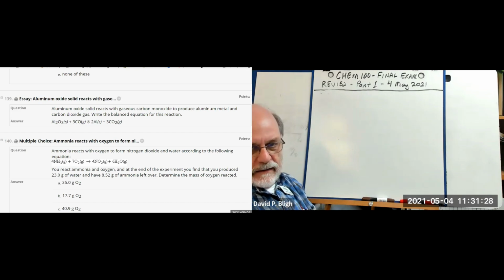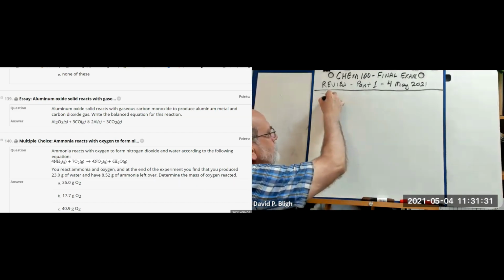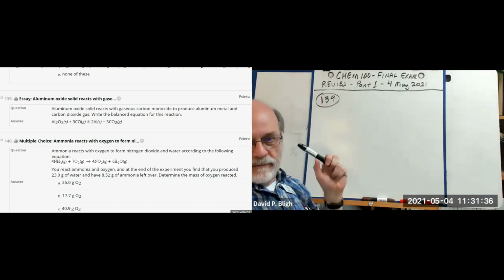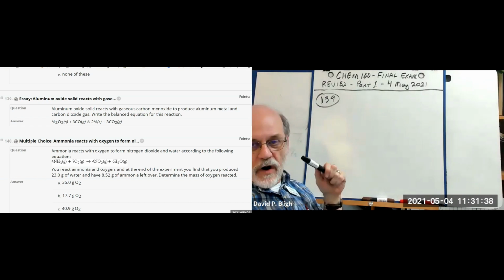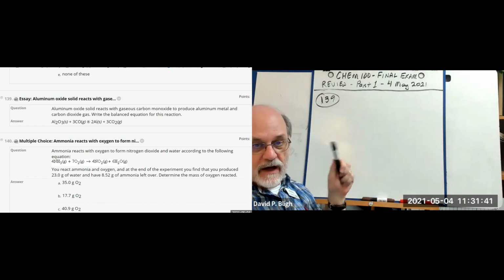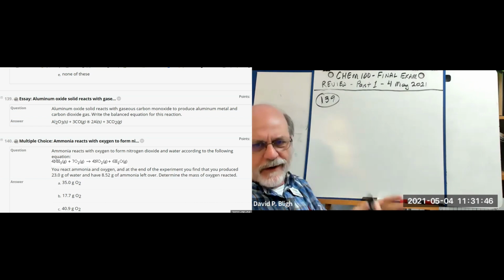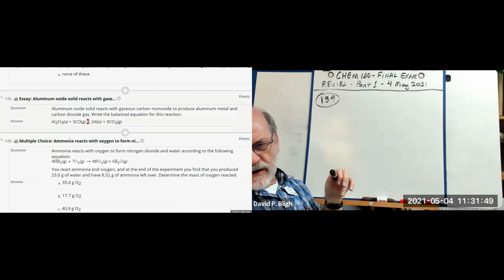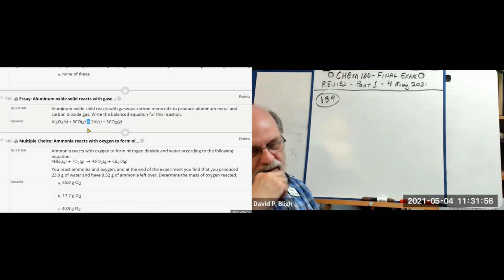Aluminum oxide reacts with gaseous carbon monoxide to produce aluminum metal and carbon dioxide gas. Write the balanced equation. All right, so there it is. And these R's here are supposed to be registered trademark symbols, but that's supposed to be an arrow. So if we work from the problem itself, then we write aluminum oxide reacts with gaseous carbon monoxide.